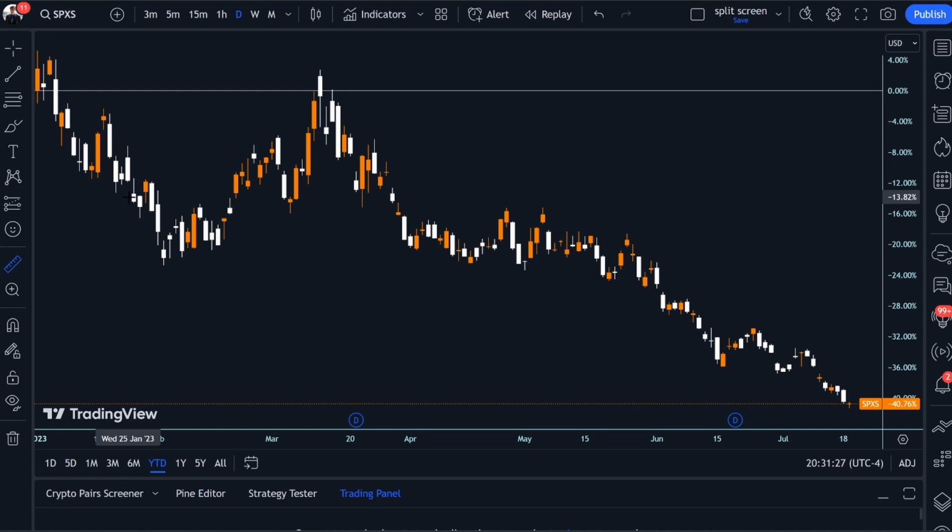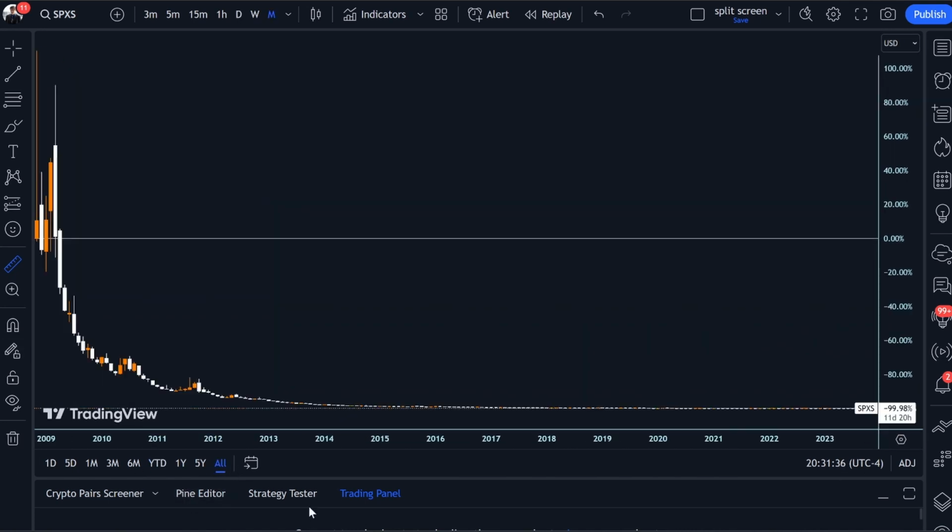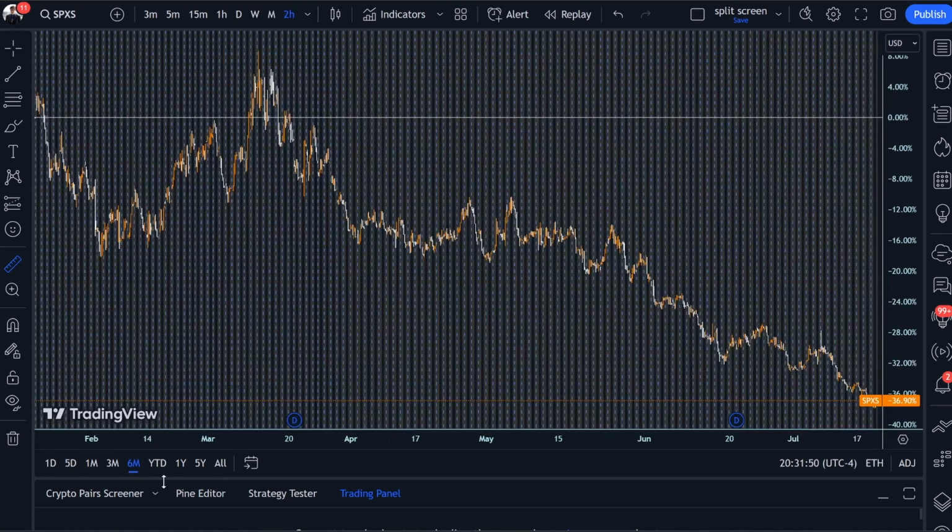You don't have to worry about getting margin called, which is nice, or an options expiry, but over the long run, if we go to all, you can see over the long run, because the market tends to go up, these inverse ETFs tend to just continue to go down. This one's been around since 2009, and it's down 99.9%. So this is a short-term play. It's when you think, hey, maybe over the next 6 months, I think the market's going to turn sour, so I want to have some short exposure. This is a great way.